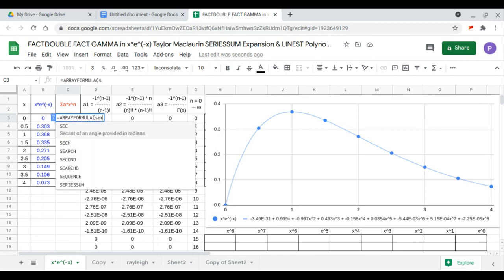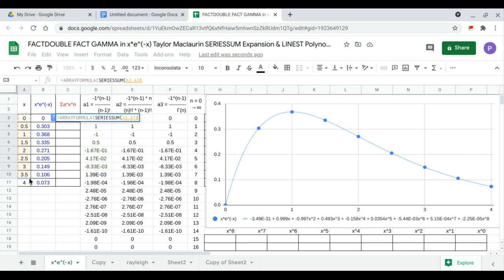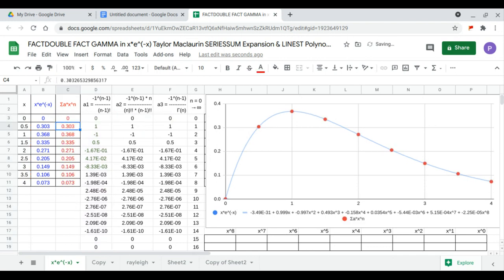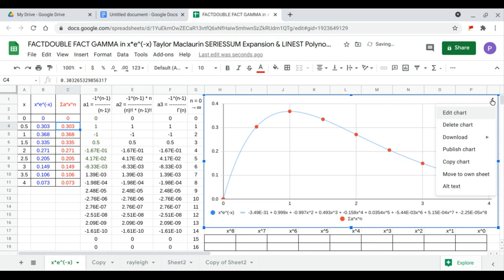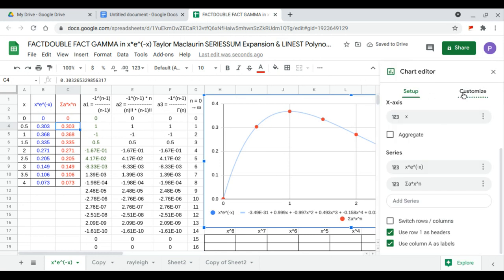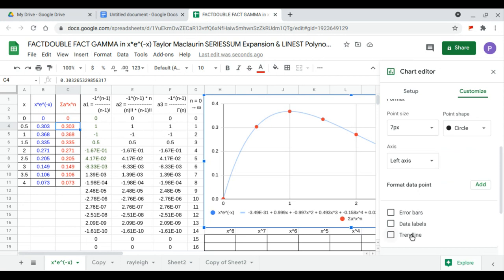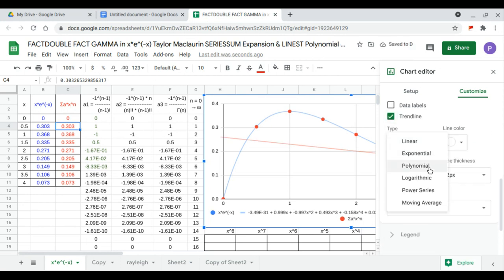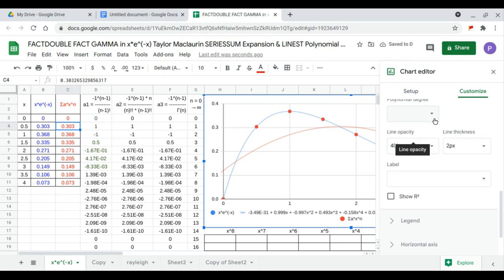Now we can calculate the expansion. So array formula, series sum of the x values raised to the power n, where n starts from 0, incremented by 1. And the coefficient, there are 3 to choose from. We'll choose the factorial. Then enter. We'll change the chart. We'll edit this. We'll show the trend line. Edit chart. Series. Trend line. Polynomial to the 8th degree.